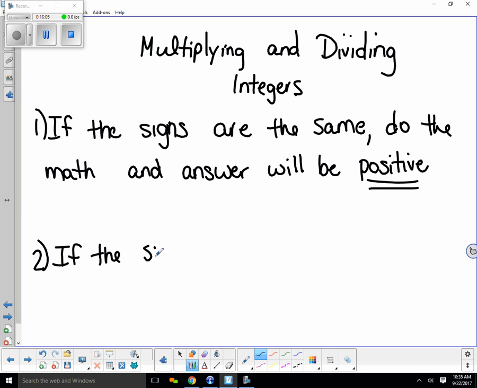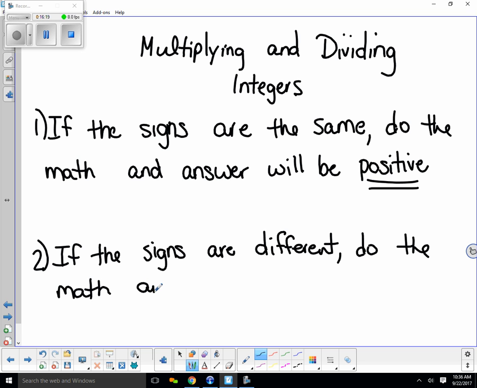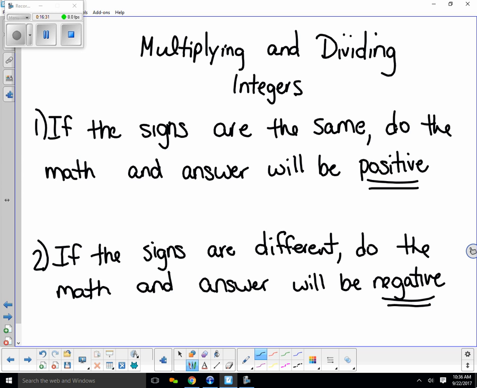If the signs are different, again, you're going to do the math. And the answer will be what? Negative. Again, it doesn't matter when you're multiplying. It doesn't matter if one was larger than the other number. Okay? If one of them was positive and one is negative, your answer is always negative. And we'll do a couple of examples there.